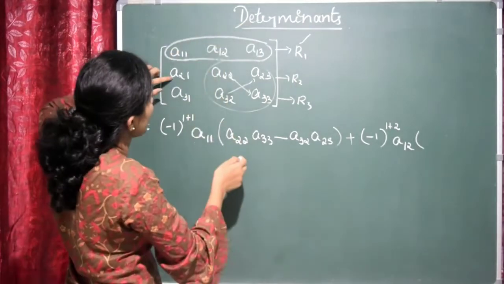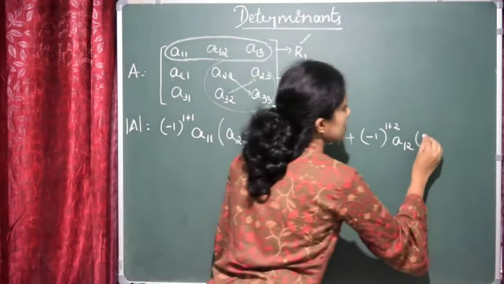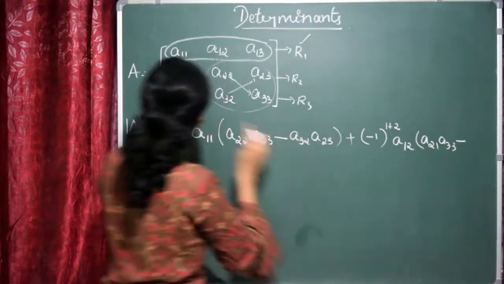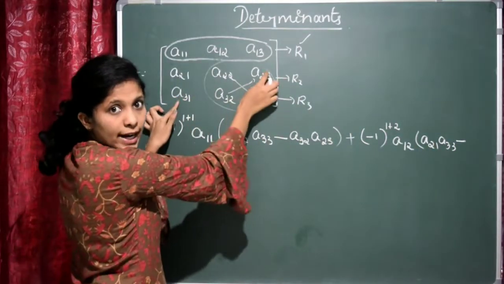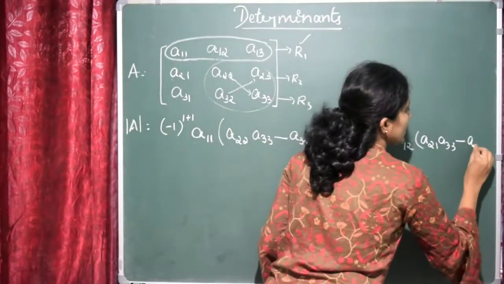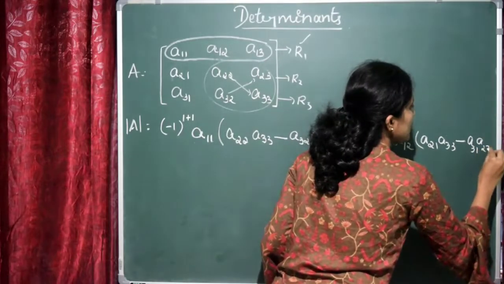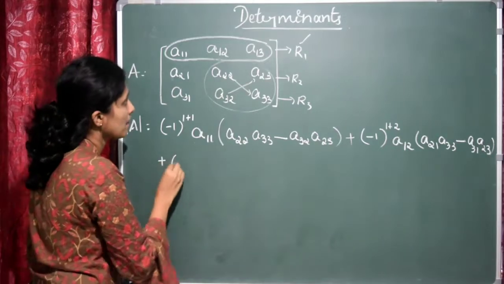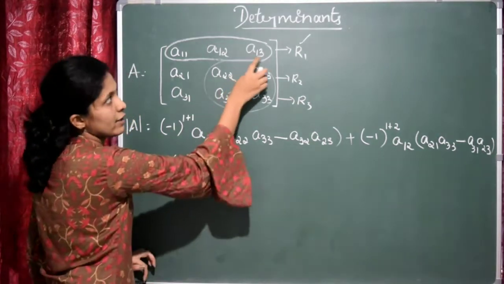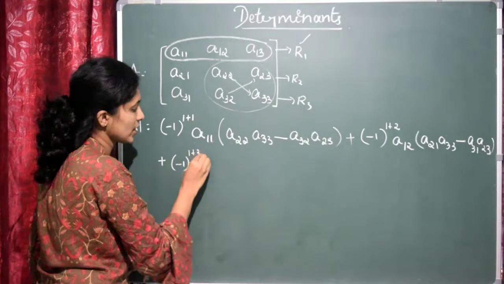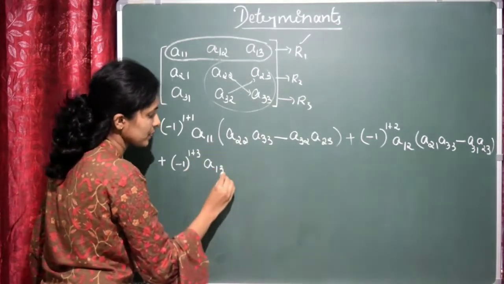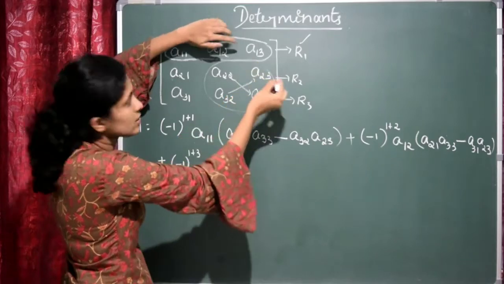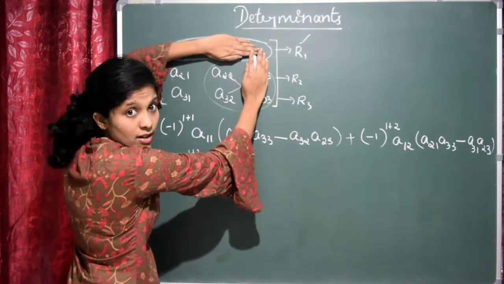That is now A21 into A33. Is it clear? A21 into A33 minus A31 into A23. Now the last element is remaining. That is plus minus 1 to the power 1 plus 3, right? A13 into... so now this is the element in the first row and the third column. I have to delete the first row and the third column.